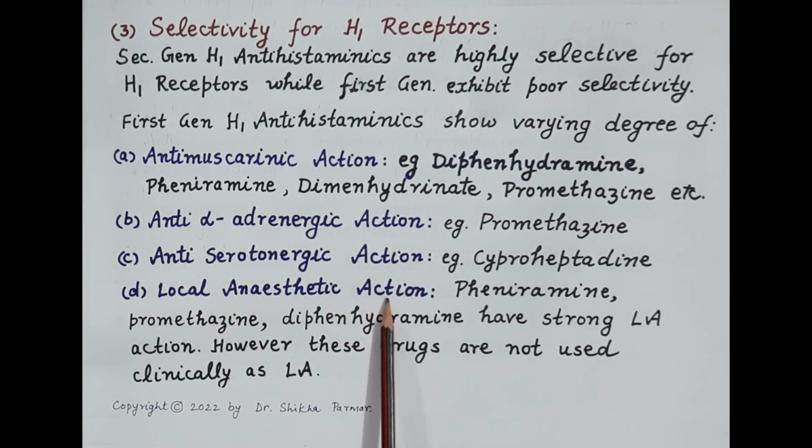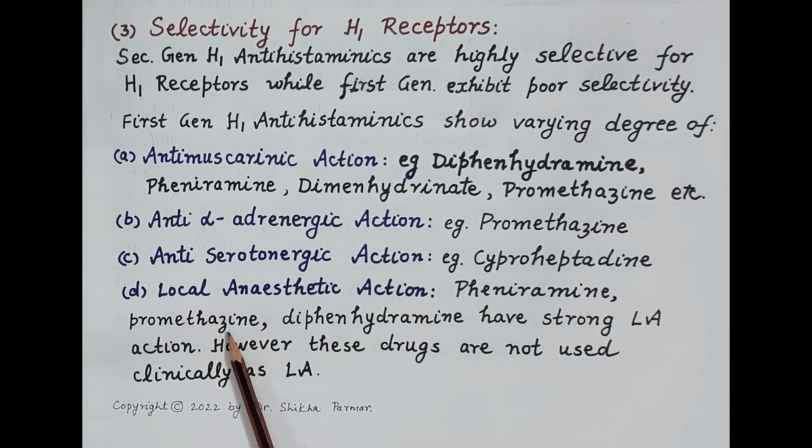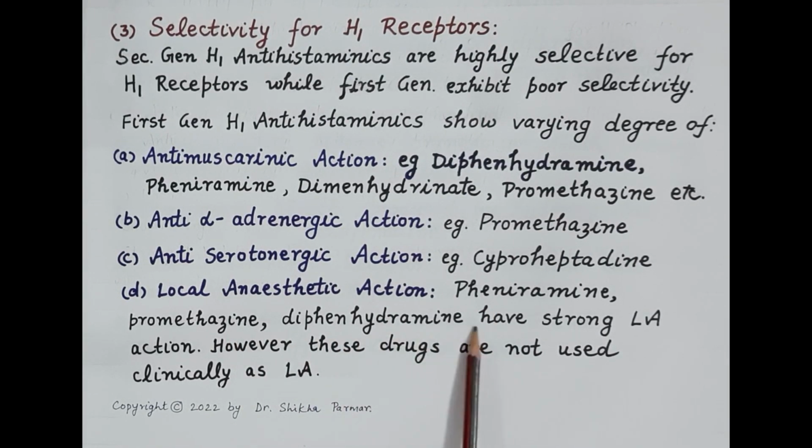Local anesthetic action is also shown by conventional first generation H1 antihistaminics. However, these drugs are not used clinically. Drugs like pheniramine, promethazine, diphenhydramine have strong local anesthetic action.